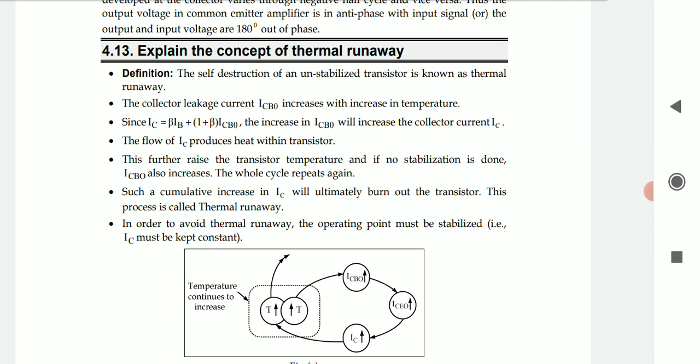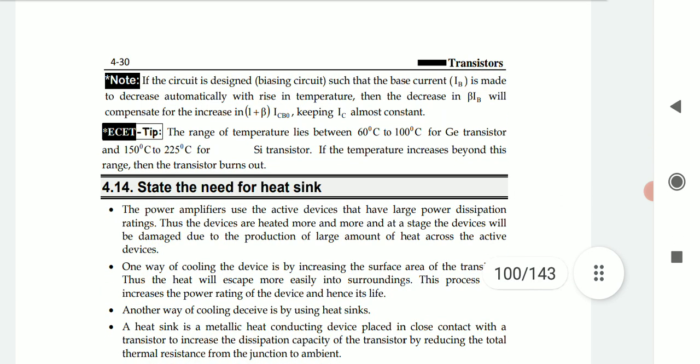So we need to stabilize the transistor now. The temperature must not be increased. The temperature must be constant. So in order to do that, we are going for heat sinks. The heat sink is used to decrease or to stabilize the temperature even though the reverse voltage increases.